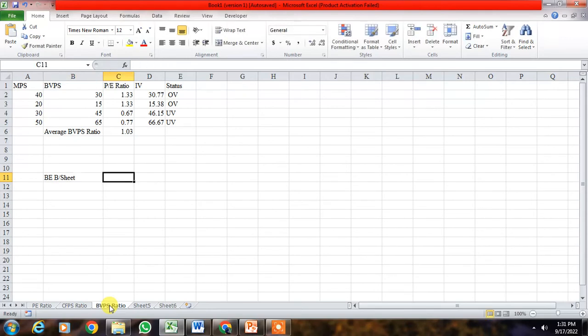So if this is, for example, 50,000, let me make it like this, easy. The outstanding shares is, for example, 1,000. So then the book value per share is 50,000 divided by outstanding shares, it is 50. This is the book value of the share, 50.